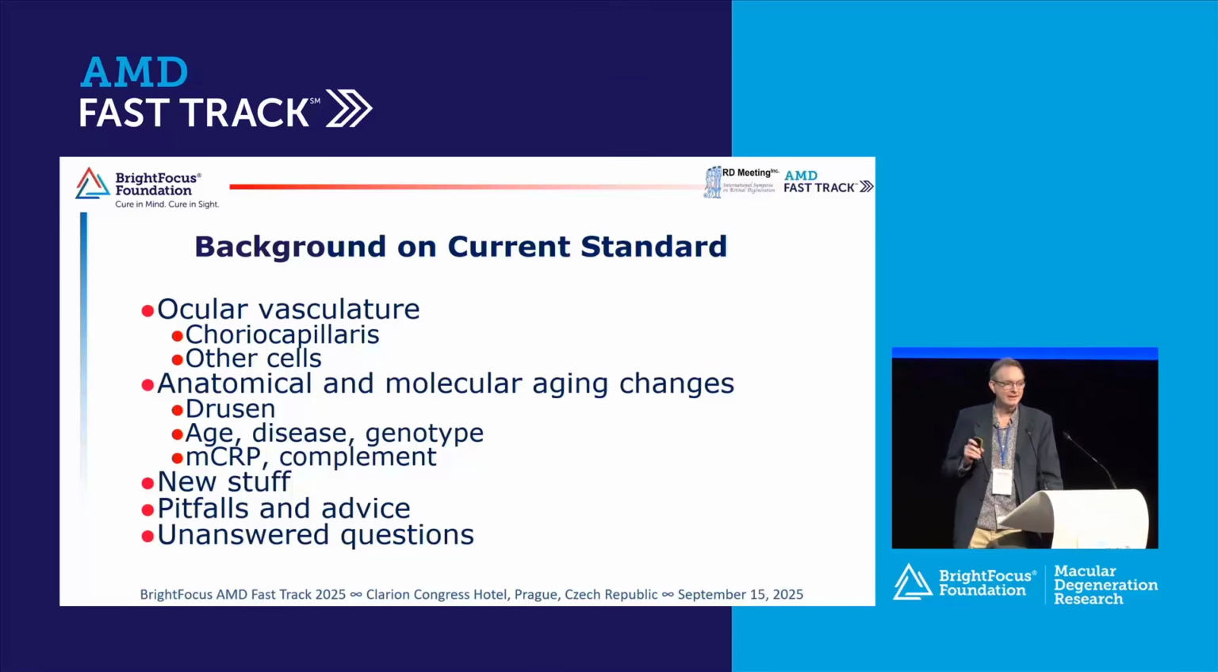So today I'd like to talk about ocular vasculature and especially focus on choriocapillaris and choroid, and talk a little bit about some of the other cells that reside in the choroid. I want to focus for a while on the anatomical and molecular changes that happen during aging in the eye, and these include drusen, which we've already heard about a little bit, how age and disease and genotype all affect some of these molecular and anatomical changes, the role of monomeric CRP and complement, and then we'll talk about a few new areas, pitfalls and advice, and unanswered questions.